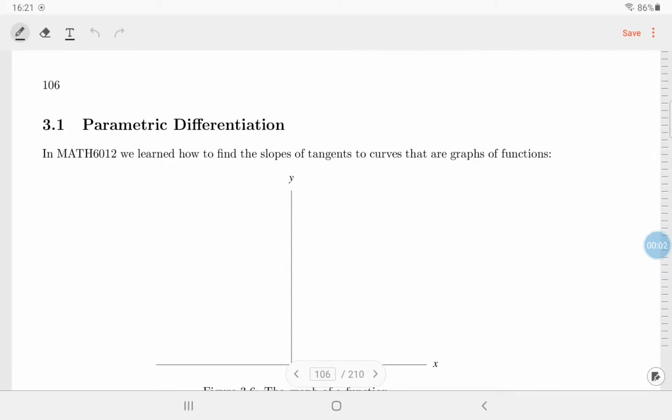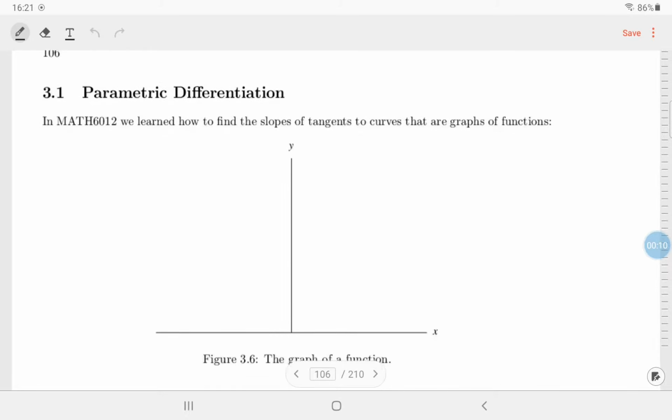Two lectures in this week's is kind of revision and just some language. We're going to start the material proper now.